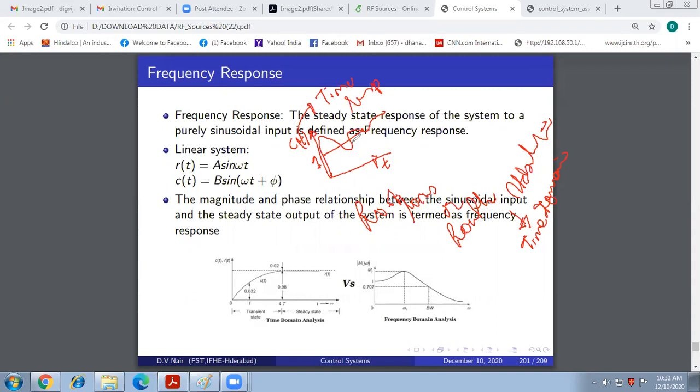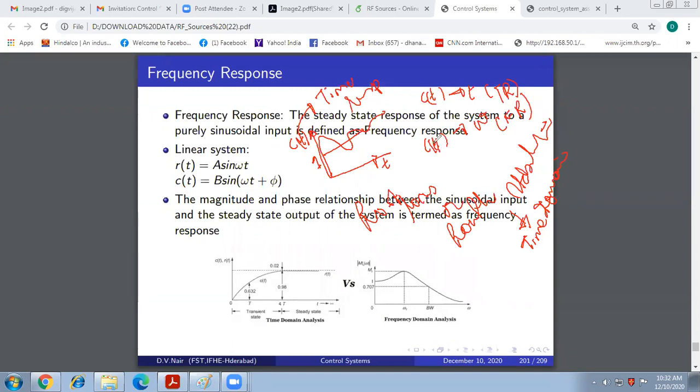Response is nothing but output as it varies with respect to time t. When I see the variation of output with respect to time t, I call that time response. When it is varying against time t, it is time response. Capital T, capital R stands for time response. When I am able to see the same output as a variation in frequency omega, I will call that frequency response.